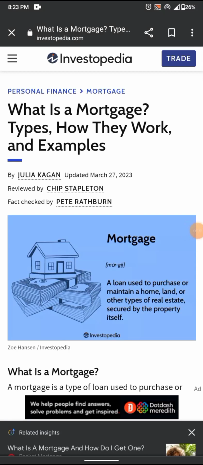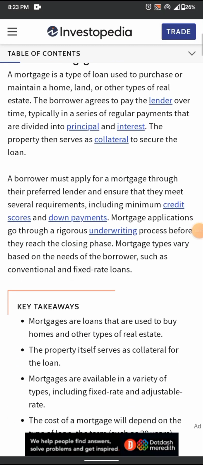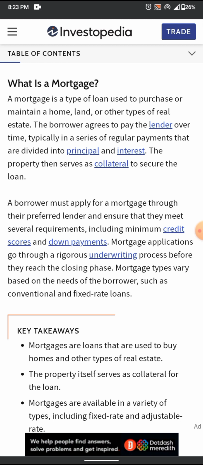What are mortgage types, how do they work, and examples? What is a mortgage? A mortgage is a type of loan used to purchase or maintain a home and other types of real estate.